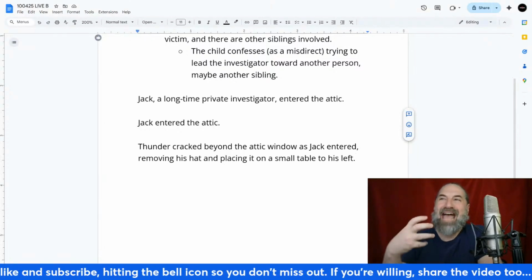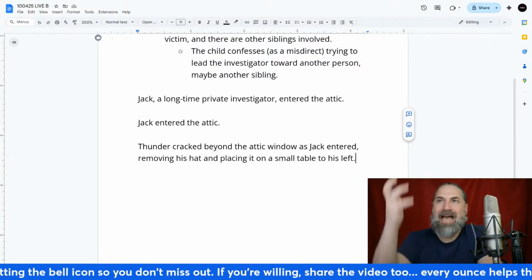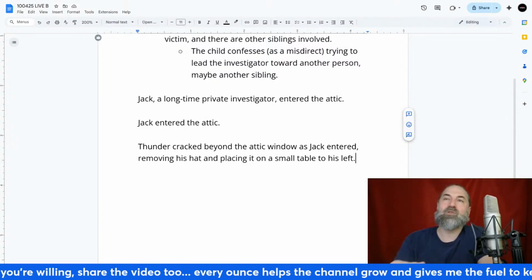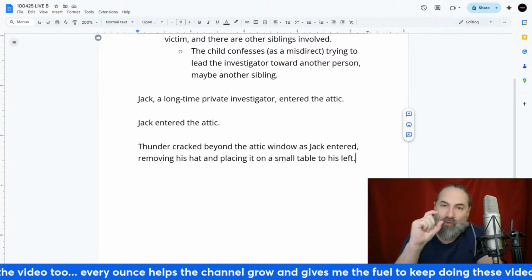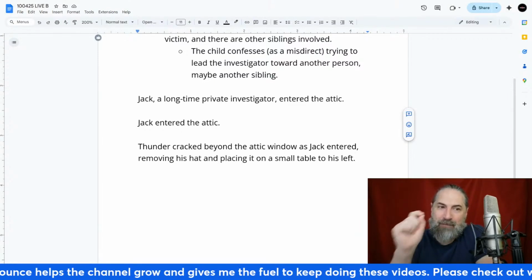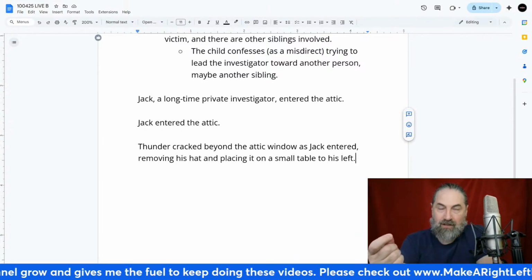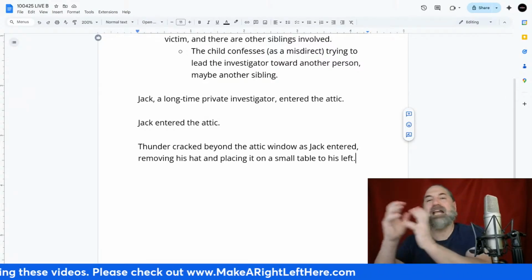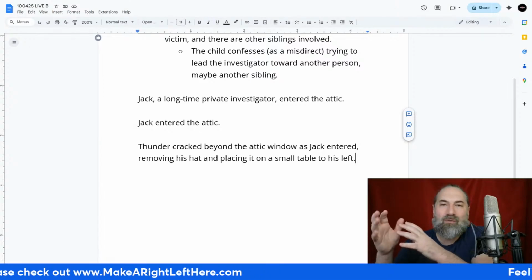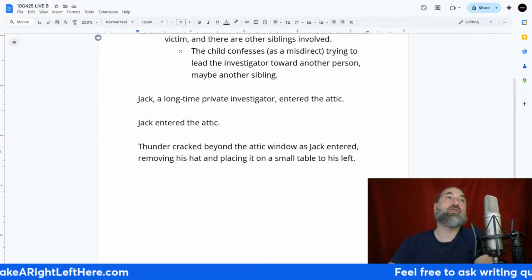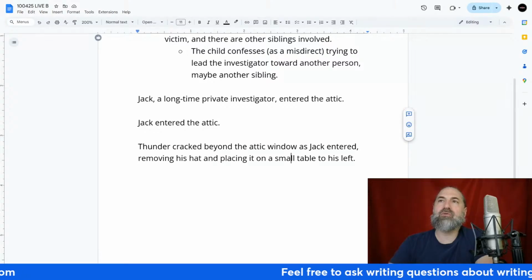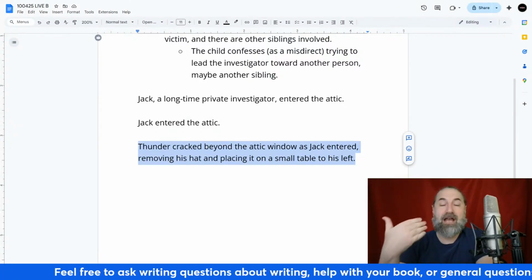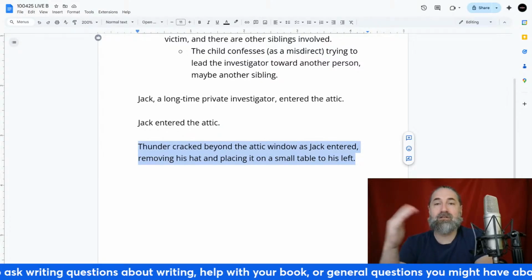Thunder cracked beyond the attic window as Jack entered, removing his hat and placing it on a small table to his left. The reason it's a fast read is because the reader doesn't have to think about what is being presented. The information is all connected to one another. It's not an aside. It's not adding some detail that we as the reader might want them to know. For example, I'll show you this exact beat, but with a slow read. I'll do a fast pace version, and I'll do a slow pace for you in a second.